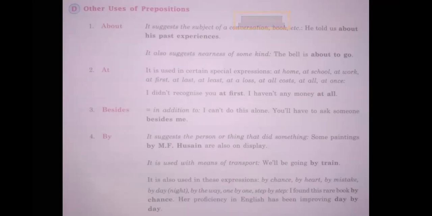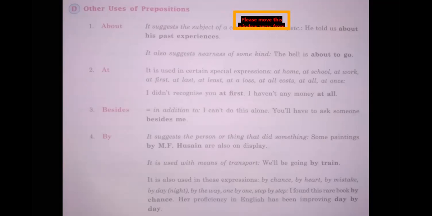It also suggests nearness of some kind. The bell is about to go. Nearness means जब आप किसी भी action के finish होने की बात करते हैं, that action is about to finish. The bell is about to go. A bell means like वो कहता है कि घंटी जो है बजने वाली है. About to means का होता है कि जब कोई भी action होने वाला होता है.